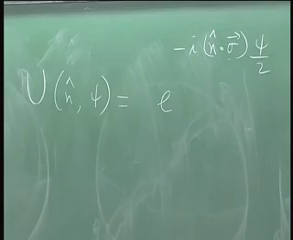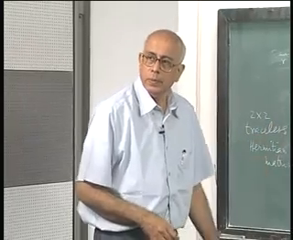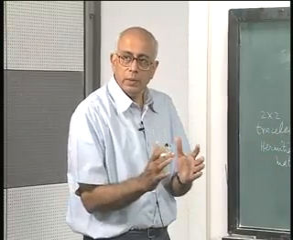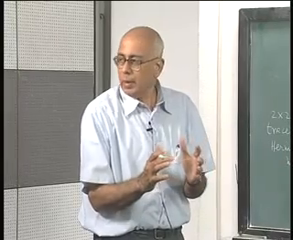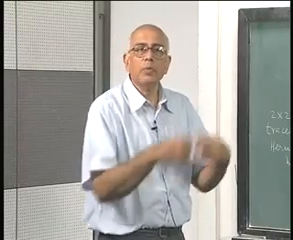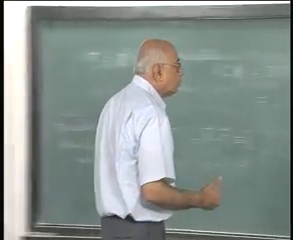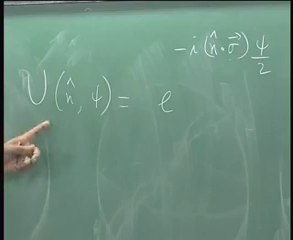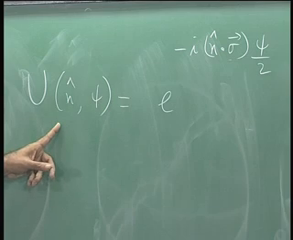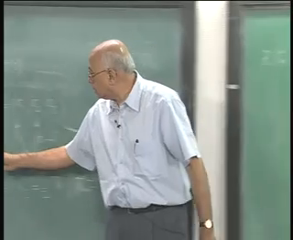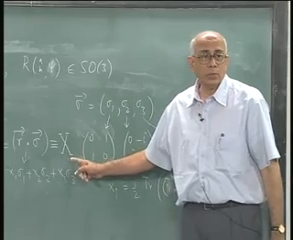Now what sort of object is this U? Remember sigma is a 2 by 2 matrix, the Pauli matrices. So you exponentiate it, you still get 2 by 2 matrices. So this object U is again a 2 by 2 matrix finally. It should be, because that is what can act on this.